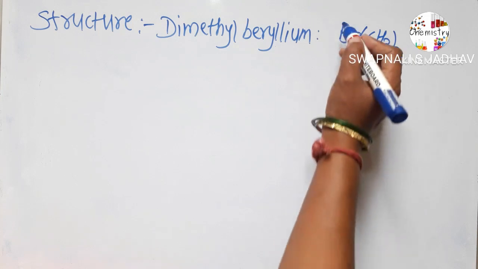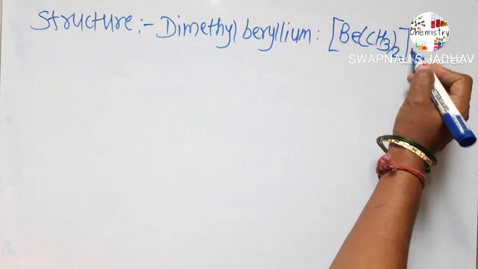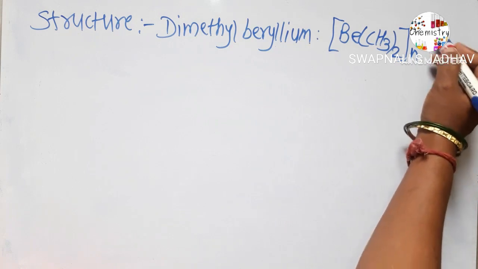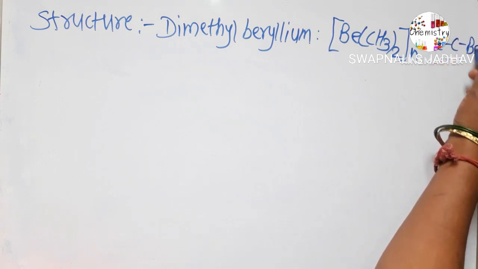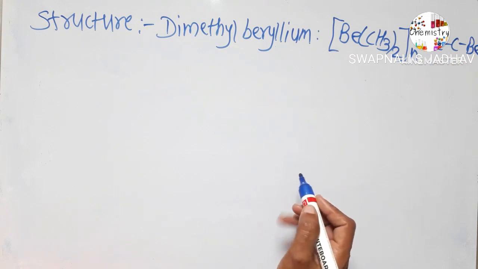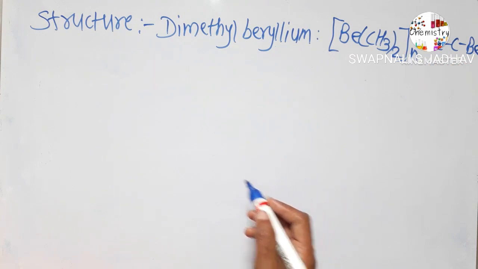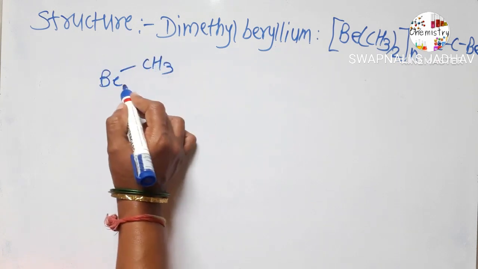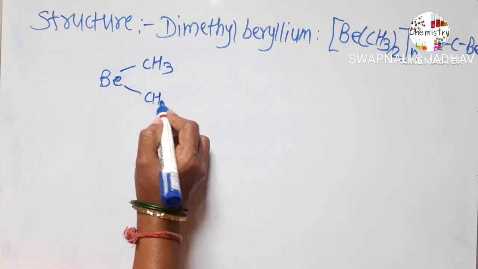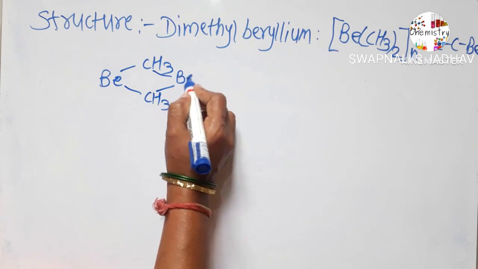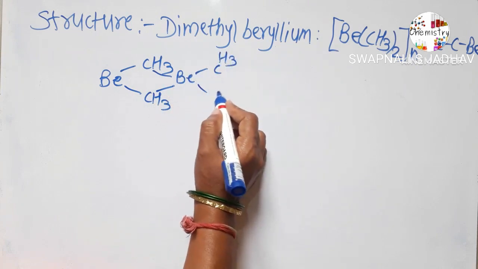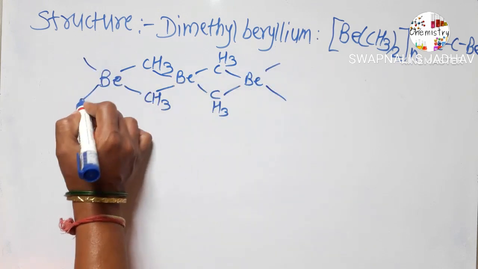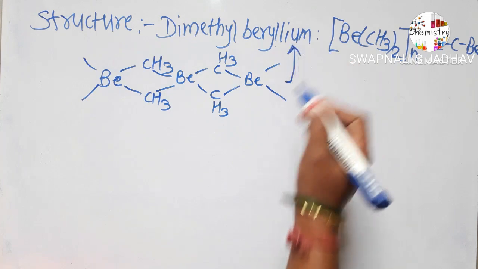But this dimethyl beryllium is not monomeric, it is polymeric. So it is represented as [Be(CH3)2]n. It contains a beryllium-carbon-beryllium bridge in its structure. So how do we show its structure? Beryllium, CH3, beryllium, you can write it as it is, CH3, beryllium. So this is the polymeric structure for dimethyl beryllium.